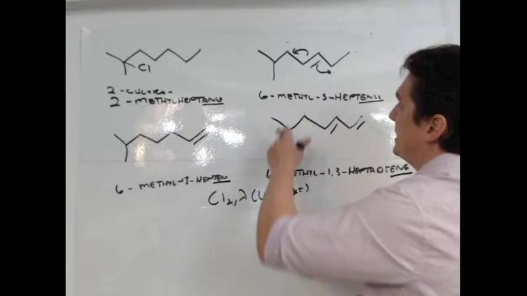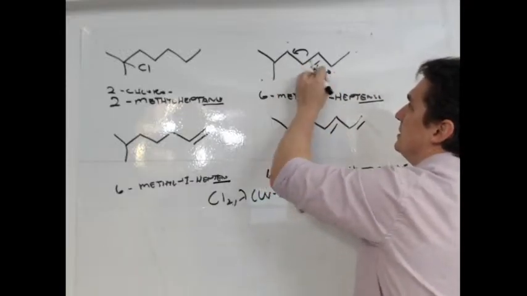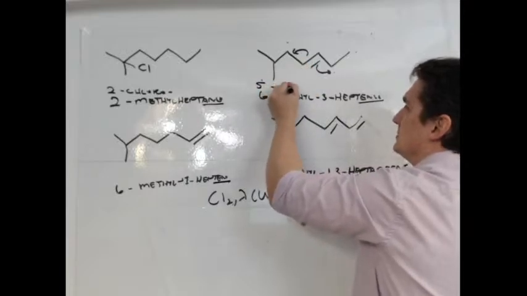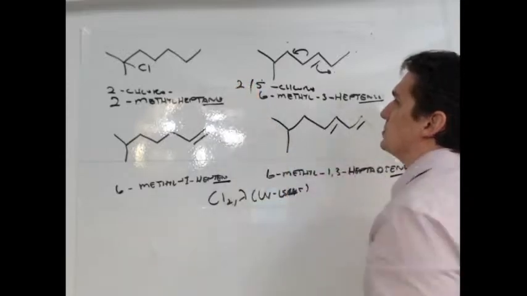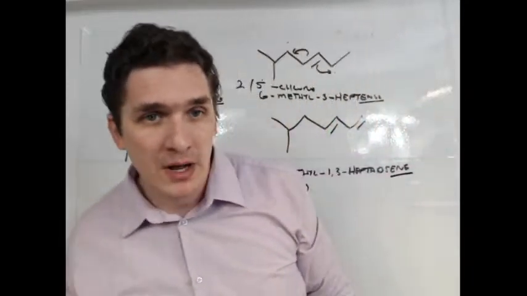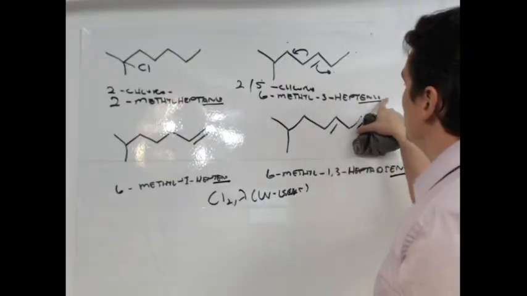So in this case, we actually have two positions that are equivalent. When we finish it, we can get, let's see here, 3, 4, 5 chloro, or we can get the 2 chloro. So we get both the 2 and the 5 chloro products. Now, this radical halogenation is not going to change that it's an alkene.